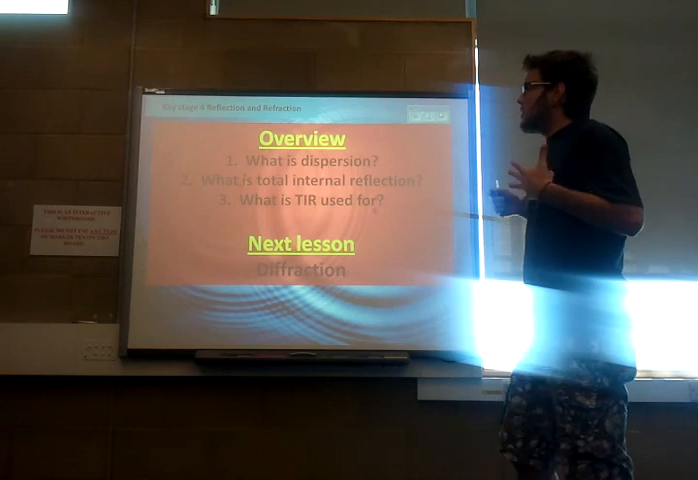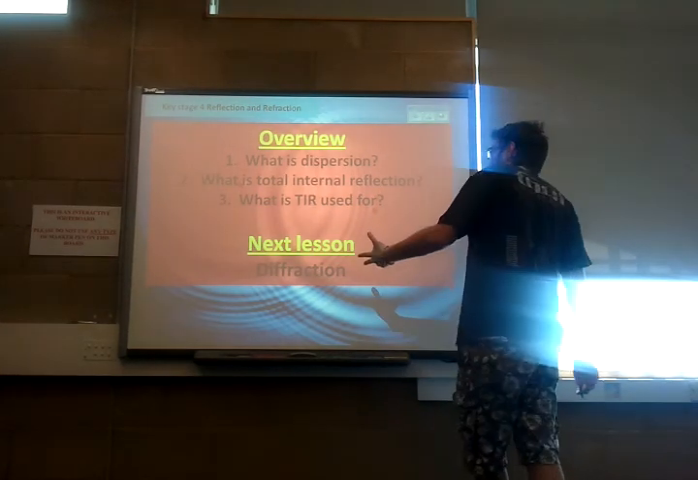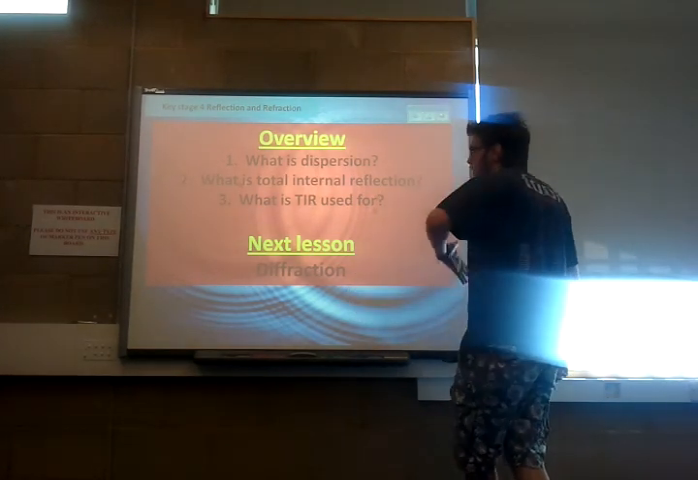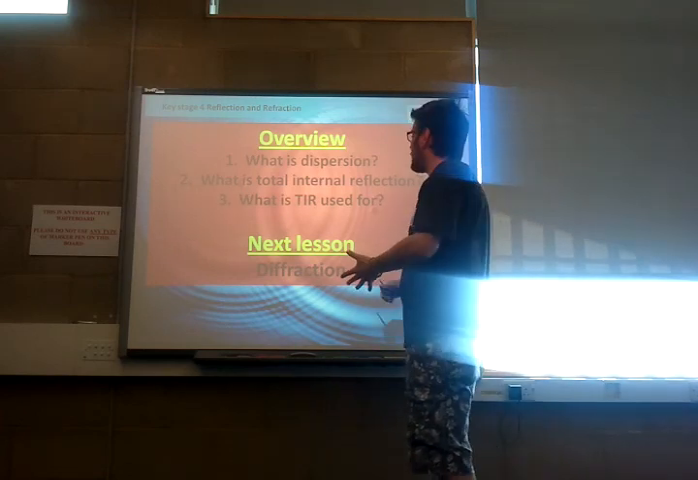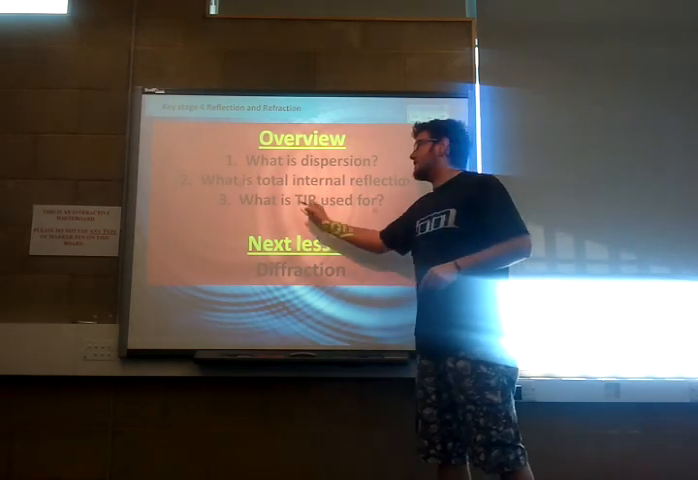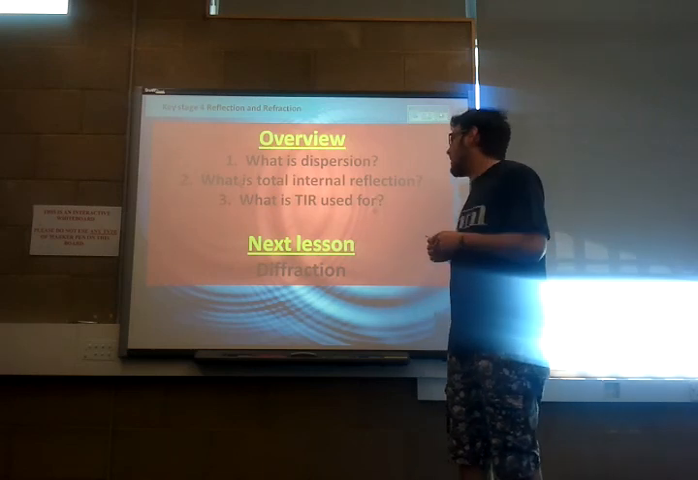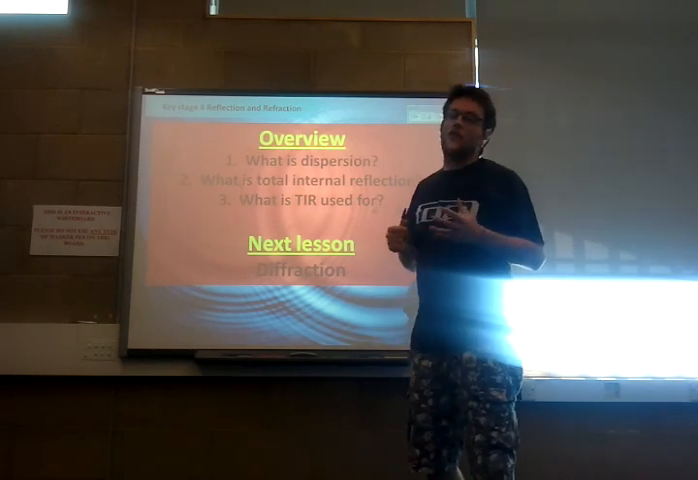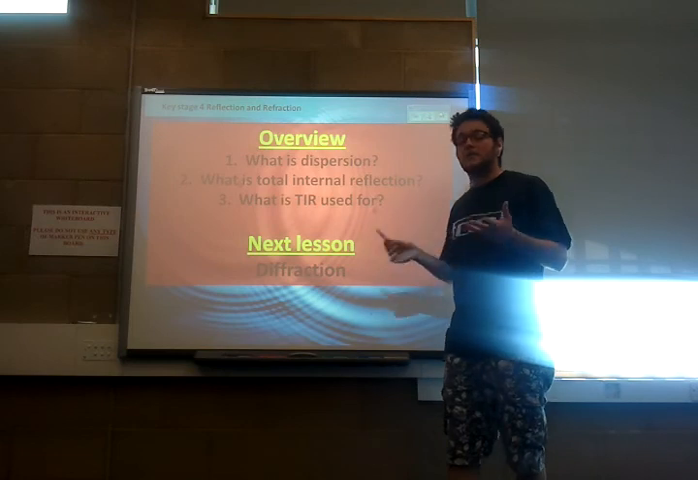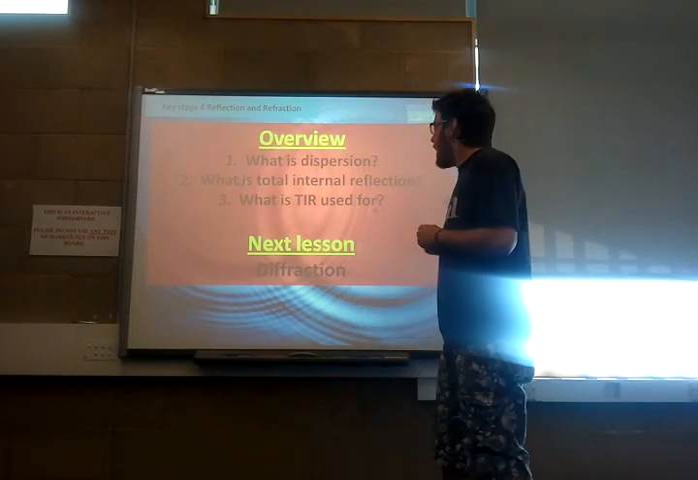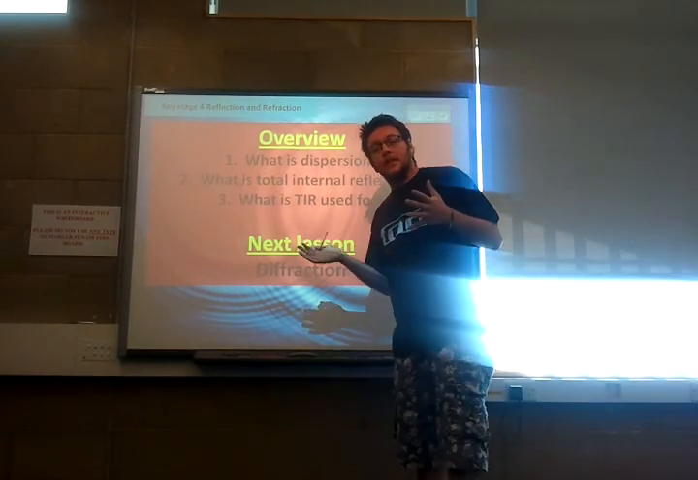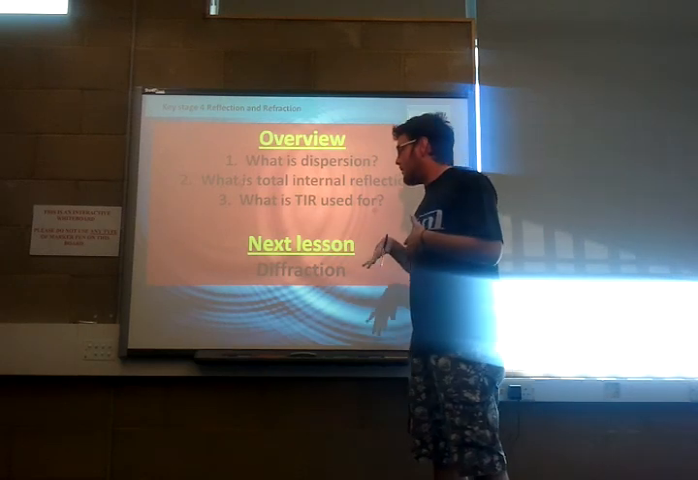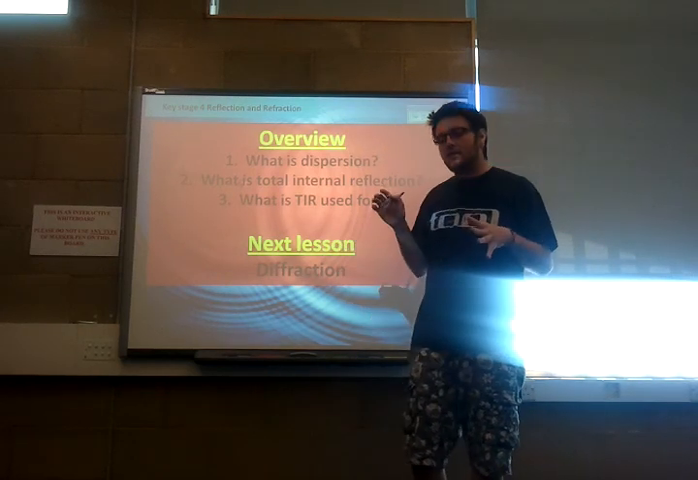So that was our look. We looked at exactly what dispersion was. We're looking at total internal reflection, abbreviated TIR, what it's used for, how it can be used in the modern day, and how it's been used for a number of years, really. So that's our look at our two things there. That's the end of today's lesson. Our next lesson, we're going to be looking at something slightly different called diffraction.